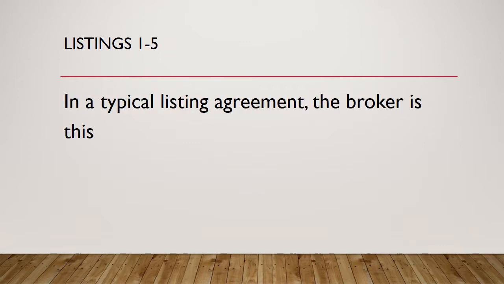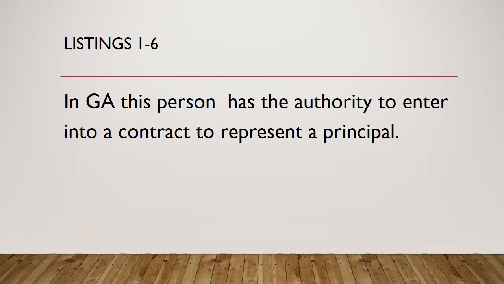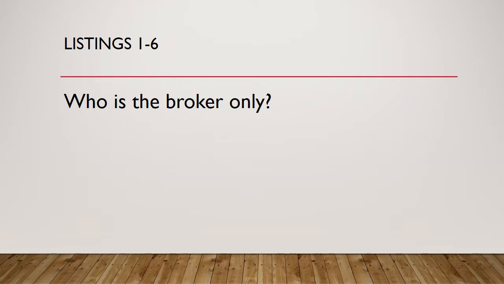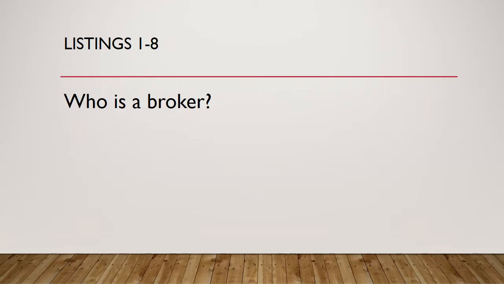Question 5. In a typical listing agreement, the broker is this. What is the agent? Question 6. In Georgia, this person has the authority to enter into a contract to represent a principal. Who is the broker only? Question 7. A real estate salesperson is an agent for this person. Who is a broker?